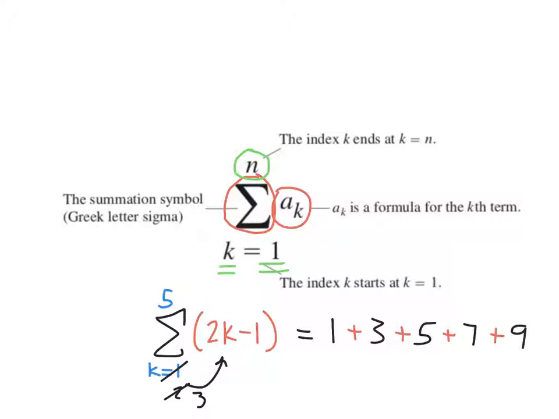Let's see if I can get this math right. 15 plus 10, it's going to be 25, right? Yes, I did that right. Okay, so that's kind of how the sigma thing works. Let's take a look at a few more examples.